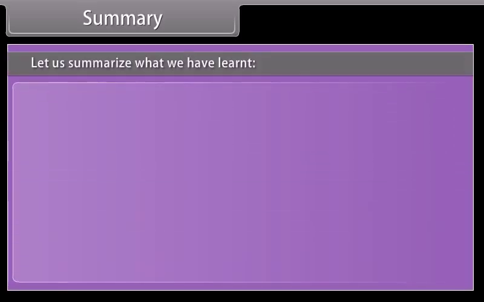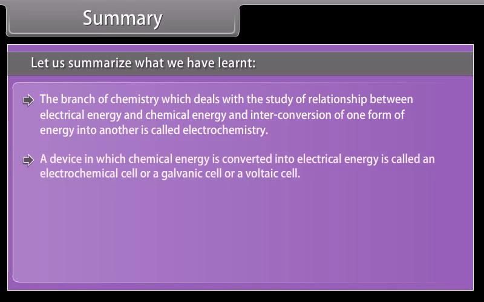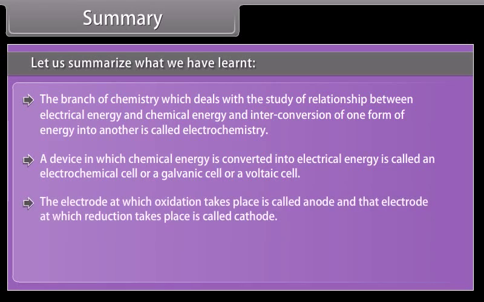Summary. Let us summarize what we have learnt. The branch of chemistry which deals with the study of the relationship between electrical energy and chemical energy and the interconversion of one form of energy into another is called electrochemistry. A device in which chemical energy is converted into electrical energy is called an electrochemical cell or a galvanic cell or a voltaic cell. The electrode at which oxidation takes place is called anode, and that electrode at which reduction takes place is called cathode.